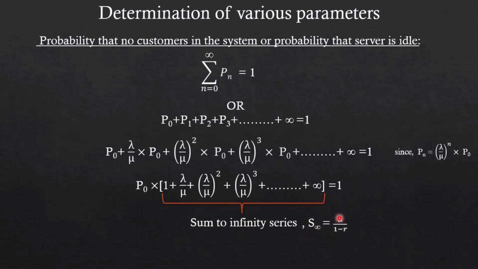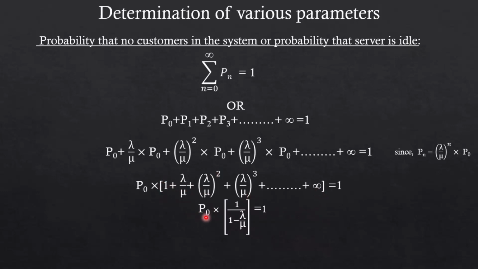So it is a sum to infinity series, and we know that to find sum to infinity we use this formula which is given by a upon 1 minus r, where a is the first term which is 1 here and r is the common ratio. So common ratio here is lambda by mu, because lambda by mu divided by 1 is lambda by mu. So the value of r, the common ratio here is lambda by mu. So let us find the sum to infinity for this particular series, and it is given by P0 into 1 upon 1 minus lambda by mu.